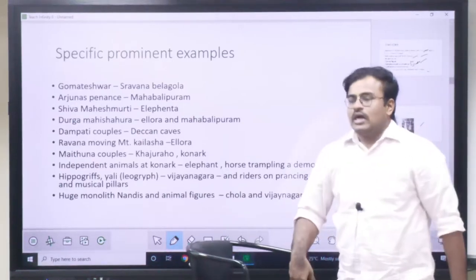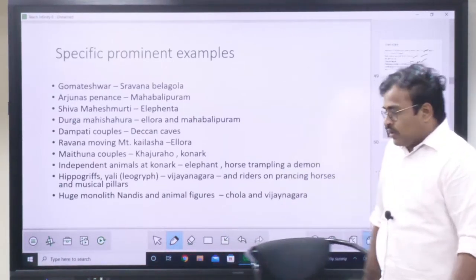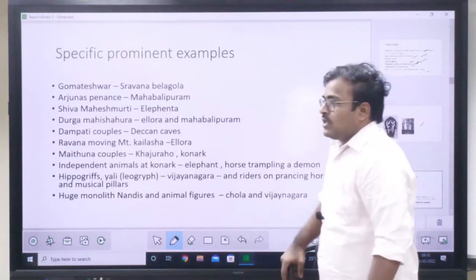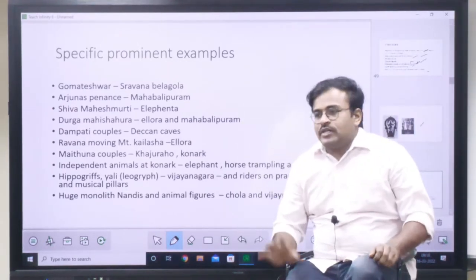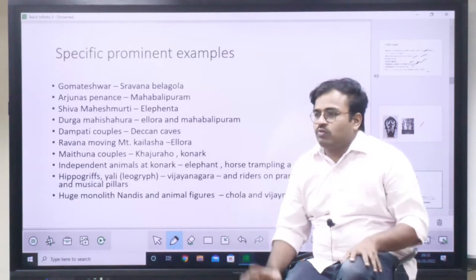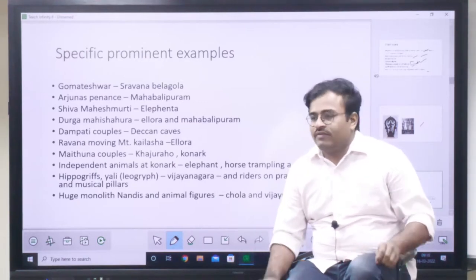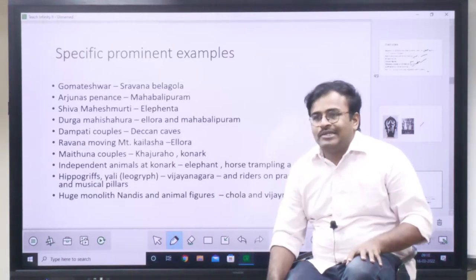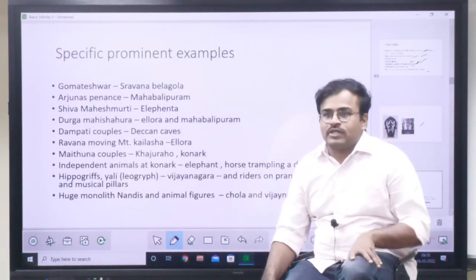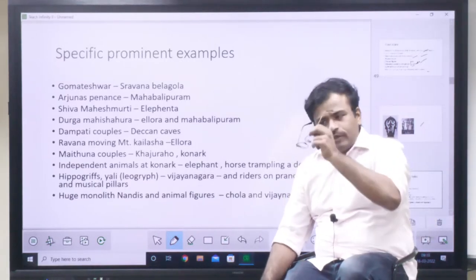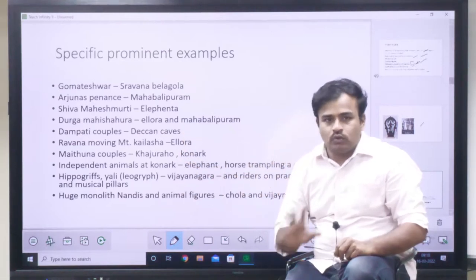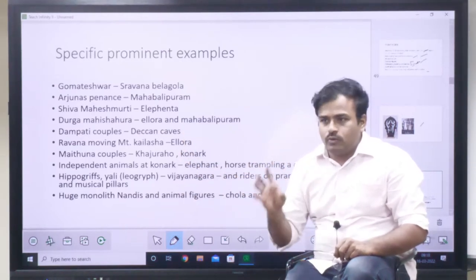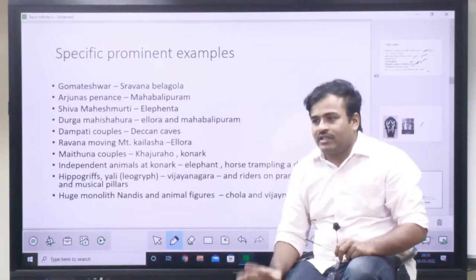Now, whatever I have included here, on these there is a possibility of a prelims question, but not a mains question. So you just need to know about them: where they are located, what the image is, and what its significance is. That's it. And here, the specific prominent examples across India with respect to sculpture don't belong to any specific school. There is no school behind them, but they are specific prominent examples wherever they are present.